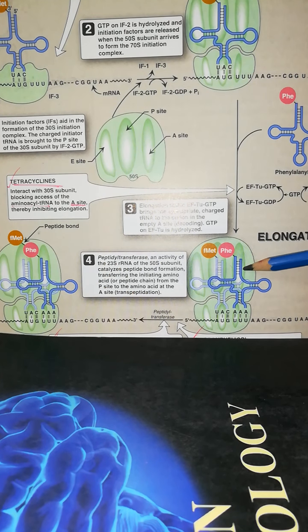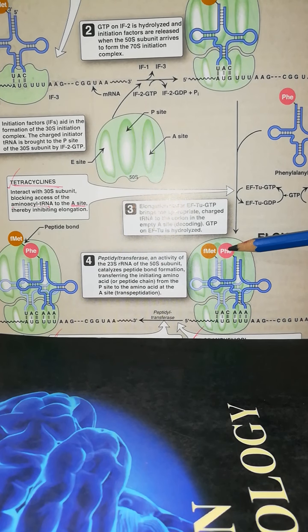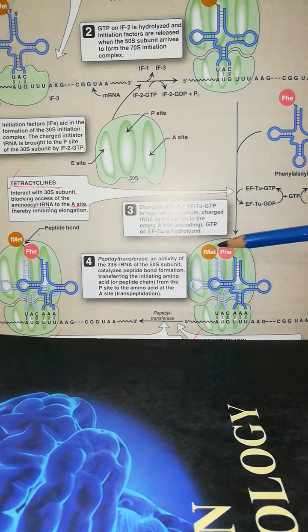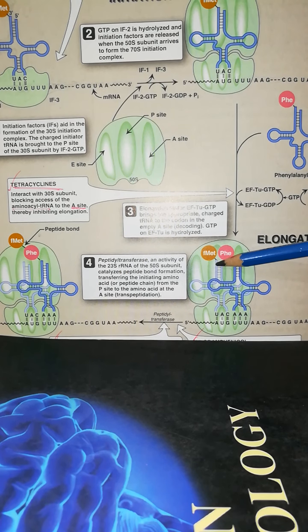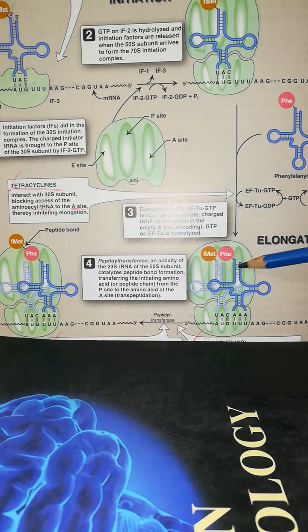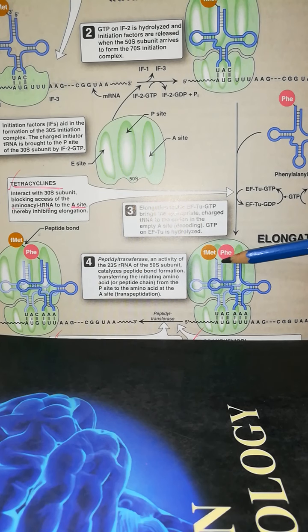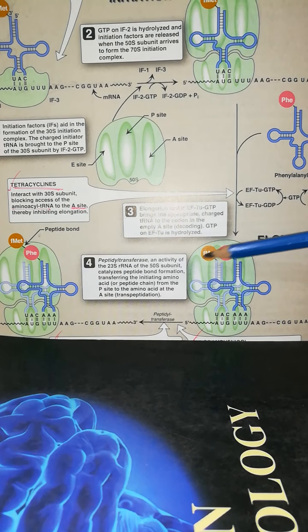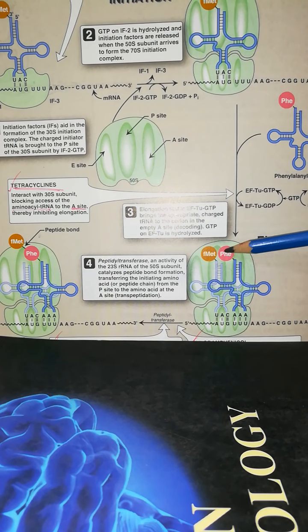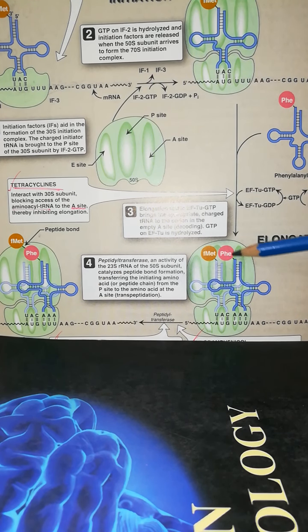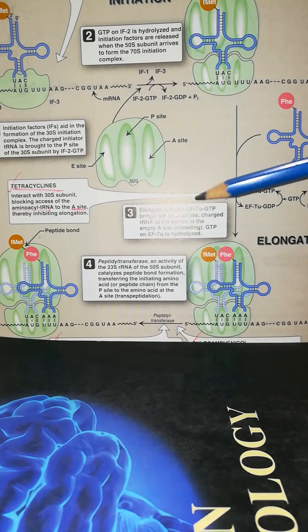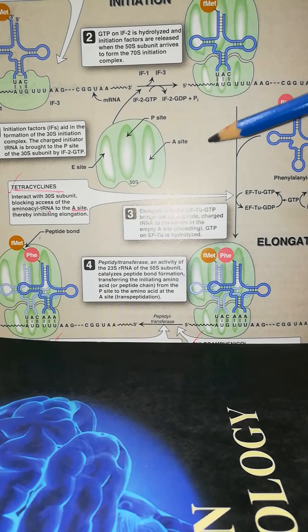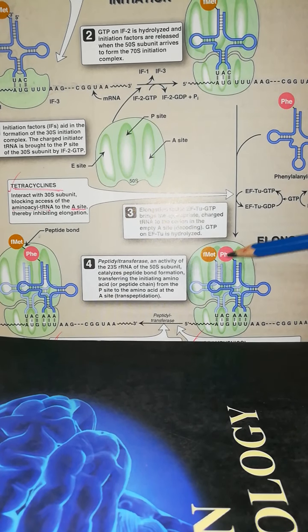Now this tRNA that contains phenylalanine with methionine moves to the P site, and a new tRNA comes to this site. When the P site tRNA goes to the E site, at that time methionine-phenylalanine moves to the A site tRNA amino acid, and there are two peptide bonds and three amino acids.